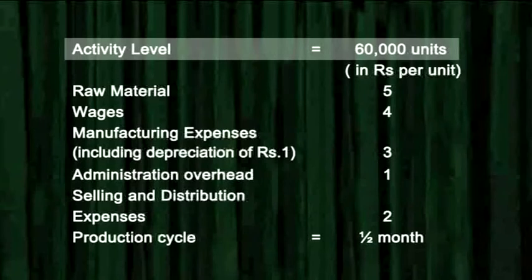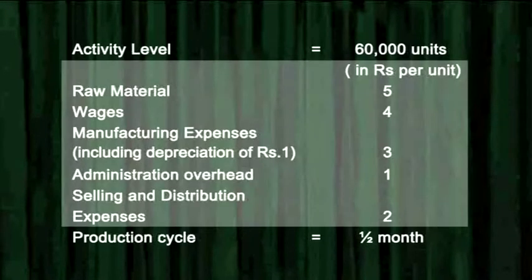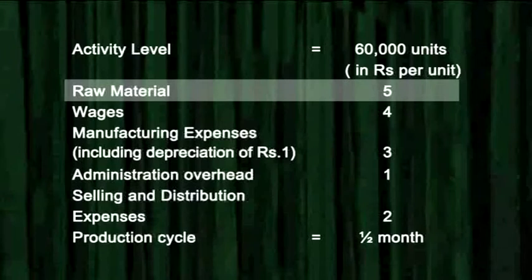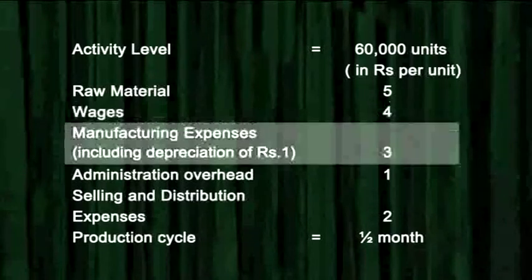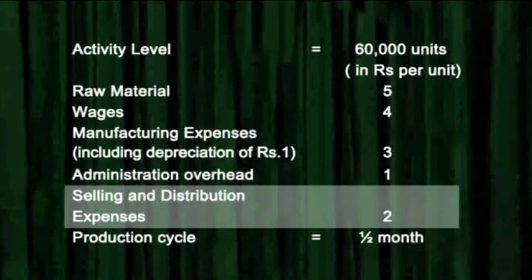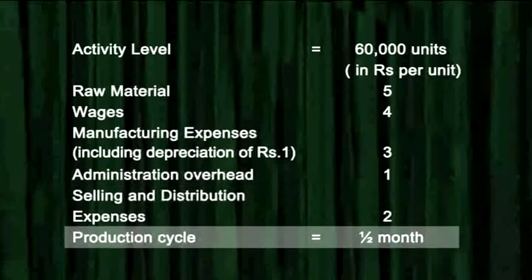Activity level is 60,000 units. Raw material, wages, manufacturing expenses and all the relevant cost data is given per unit. So raw material is rupees 5, wages rupees 4, manufacturing expenses including depreciation of 1 rupee is 3 rupees, administration overhead expenses are 1 rupee and selling and distribution expenses are 2 rupees. The production cycle is half a month. Now we have to do the solution.